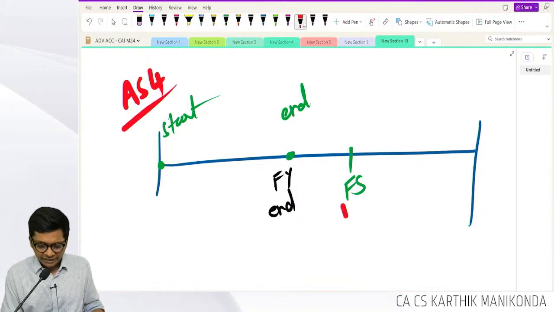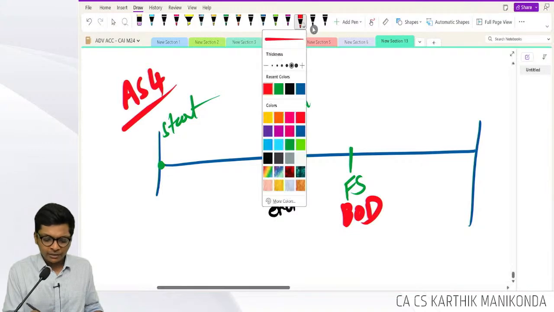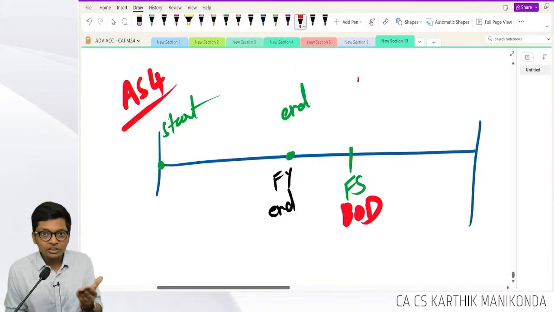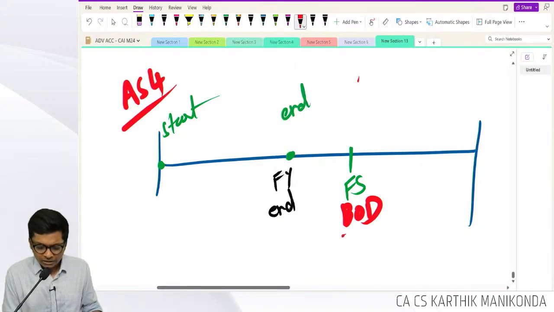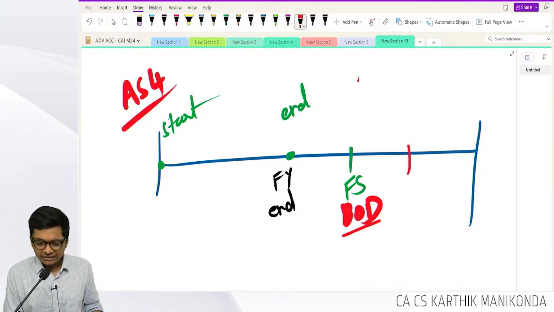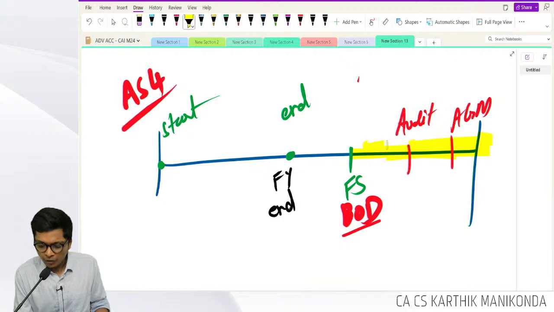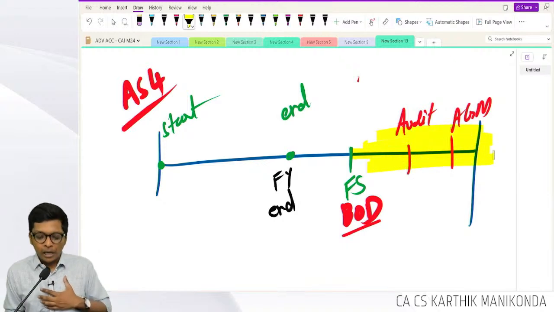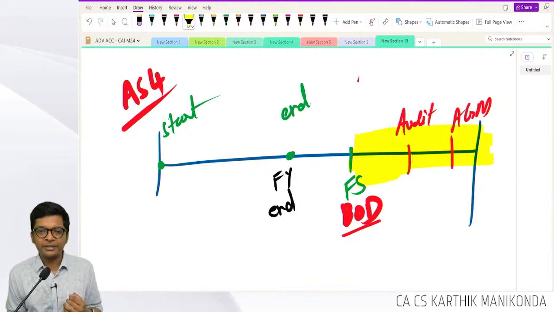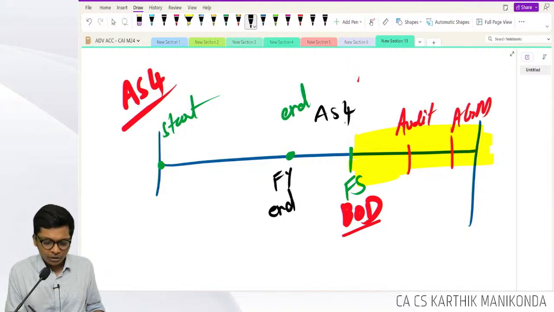Who approves the financial statements? Board of directors approve it for a company, and for a partnership, partners approve it. Once the board of directors approve it, then audit will be done. We will get the audit report, and then later the AGM will be held. We don't have to discuss all of that. What happens after the board of directors approve the financial statements is not relevant in AS4.